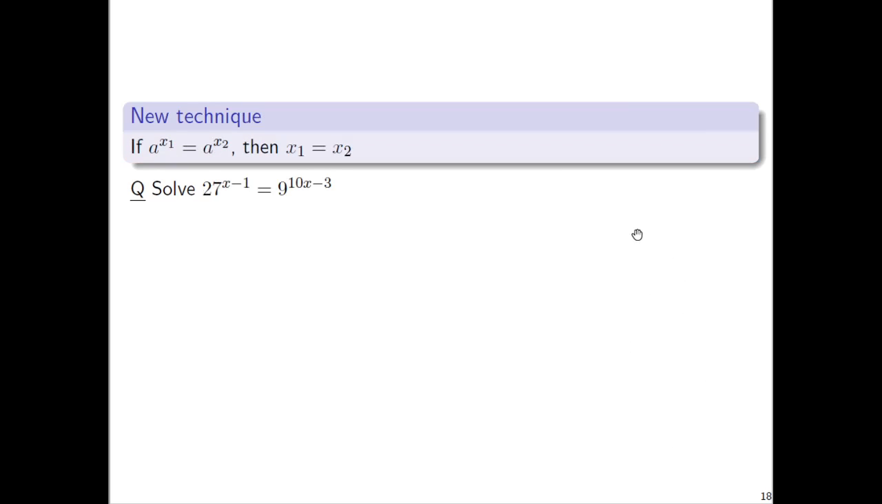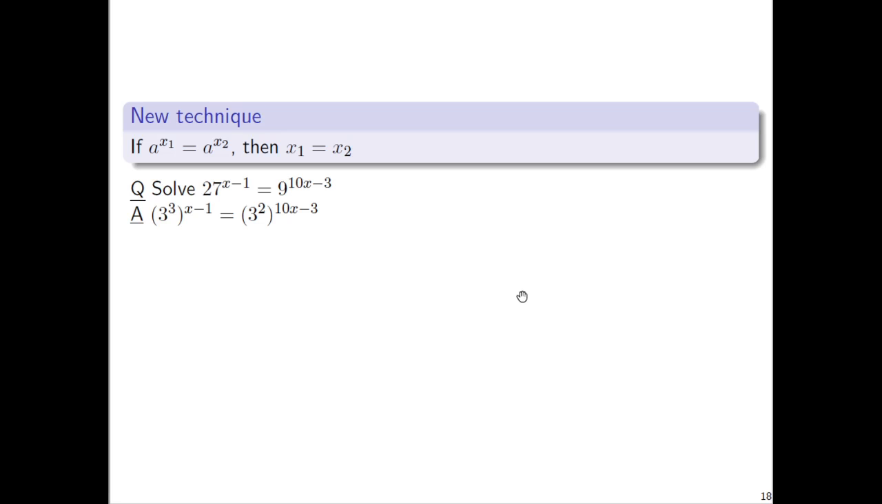Okay, let's solve 27 to the x minus 1 power equals 9 to the power 10x minus 3. Now here's the thing, 27 isn't easily written as 9 to a power, and 9 isn't easily written as 27 to a power. In the previous equations that we solved, we either modified the base on the left or the base on the right. Here for this problem, it will probably be most convenient to modify the base on each side.